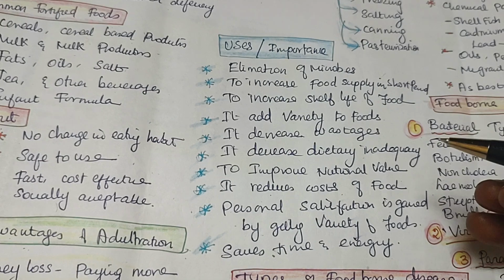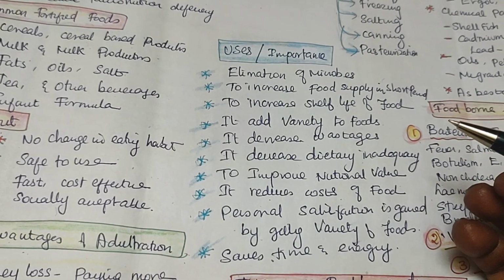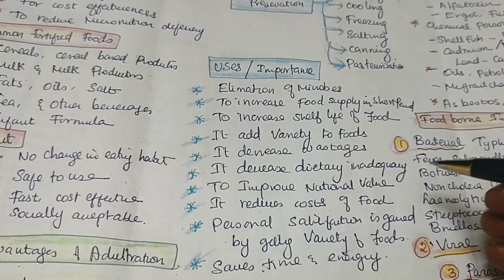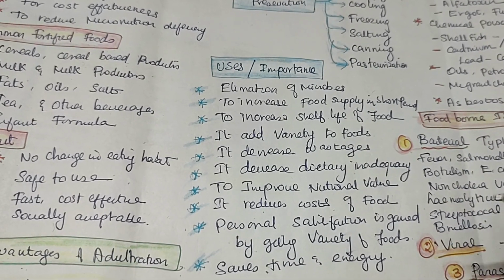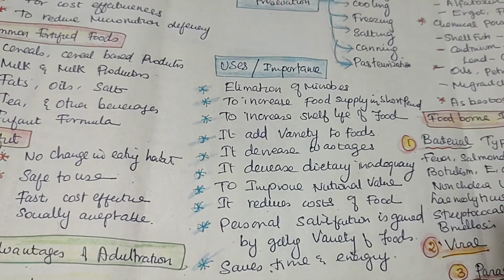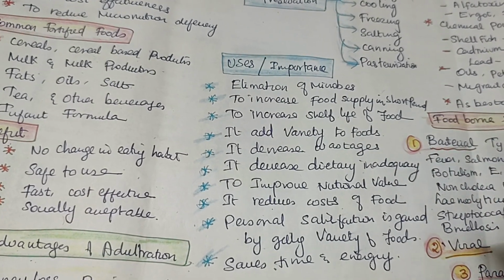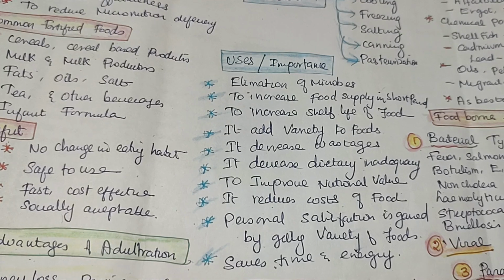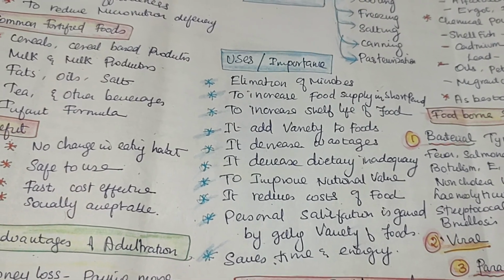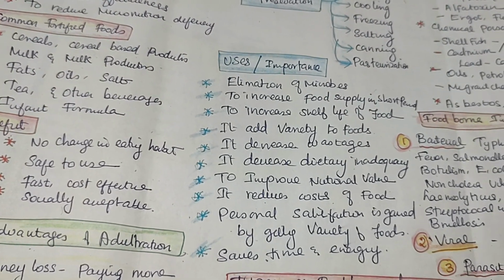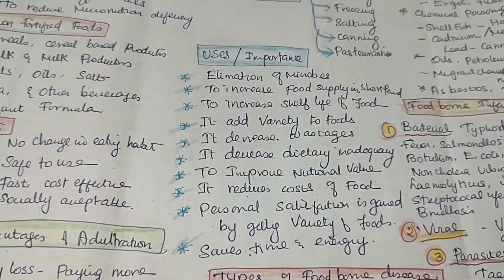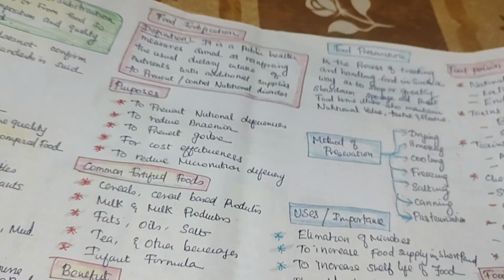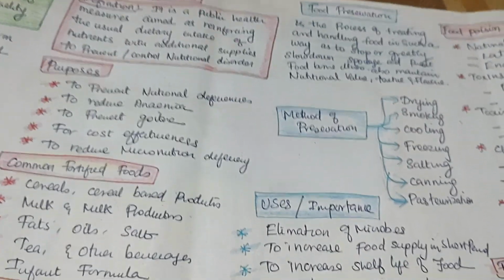It increases the shelf life of the food, adds variety to the food, and decreases spoilage or wastage. It will directly impact dietary inadequacy and improve the nutritional value. It reduces the cost, and there is personal satisfaction that you are getting a mango or mango pickle in some form every time. It also adds variety and saves energy and time. So this is called food preservation and its importance.